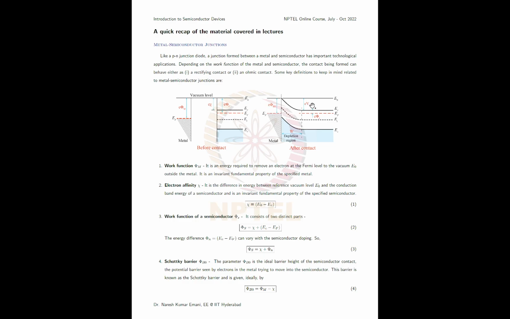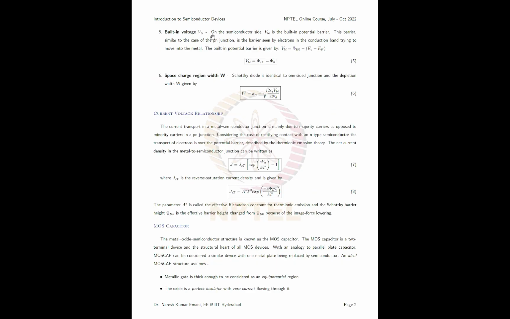Next you have phi bi, which is the built-in voltage, the built-in potential barrier seen by electrons moving from the conduction band to the metal. It is given by phi bi equals phi b naught minus (Ec minus Ef), or you can also write it as phi bi equals phi b naught minus phi n.